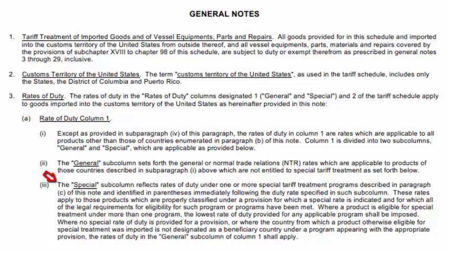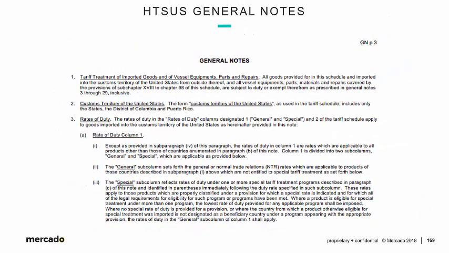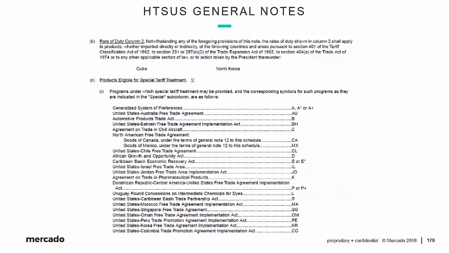The special subcolumn reflects rates of duty under one or more special tariff treatment programs, preferential duty programs like the Generalized System of Preferences that we mentioned just a moment ago, like the Caribbean Basin Economic Recovery Act, as well as free trade agreements. We're going to look at all of them. For now, we can gain some direction, some specificity on rates of duty found in the general notes, page 3. What we will note in column 2 are the bad guys.